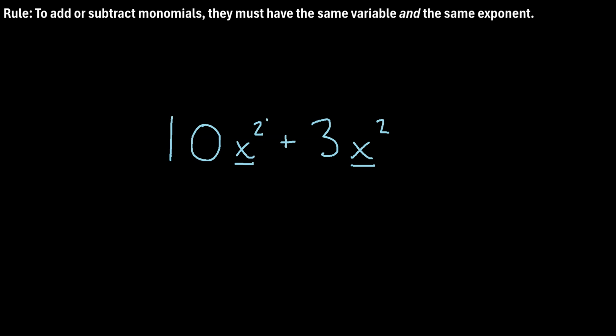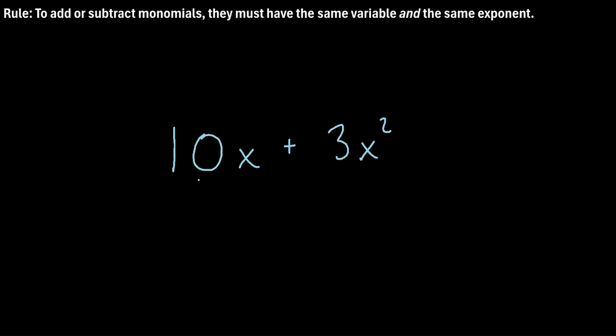And next we need to check the exponents. So this has an exponent of 2, and this x also has an exponent of 2. So because they are the same variable with the same exponents, that means we're allowed to add them together. So all we have to do is just 10 plus 3, which is 13. So our final answer will be 13x squared.